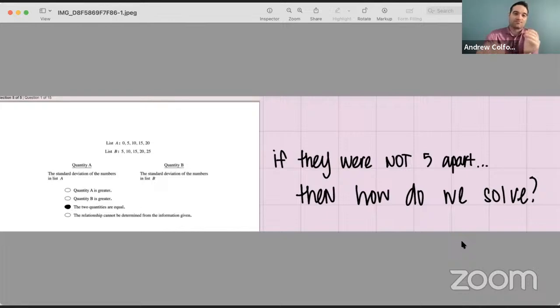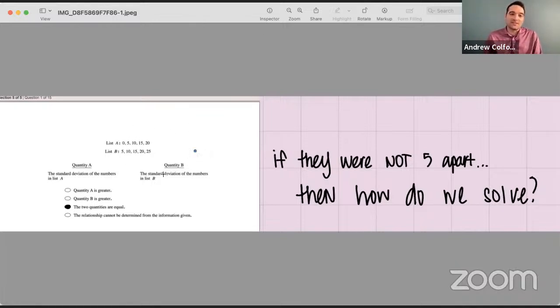So we're given two lists, 0, 5, 10, 15, 20, and 5, 10, 15, 20, 25. We want to know which standard deviation is greater. And yes, they are equal. It's really frustrating because they want you to understand the concept. They don't need you to know how to calculate. The way to conceive of standard deviation, though, I would say is the diversity and spread of a list.